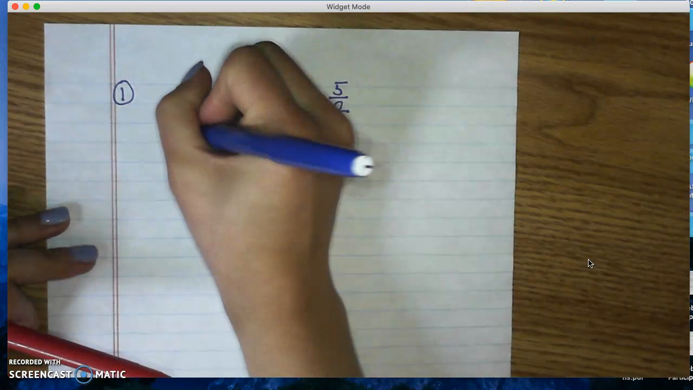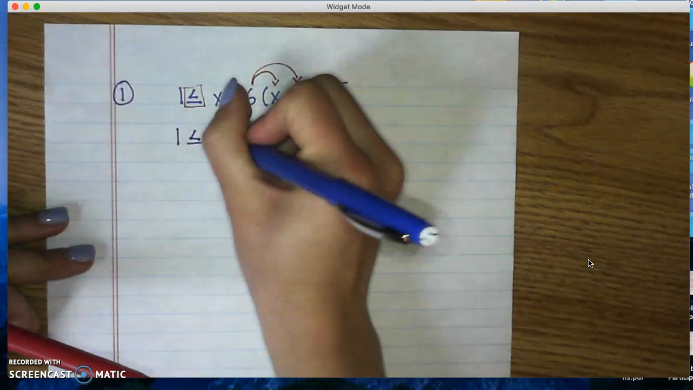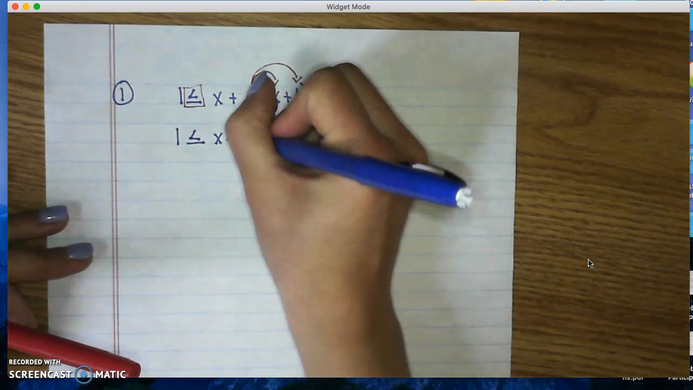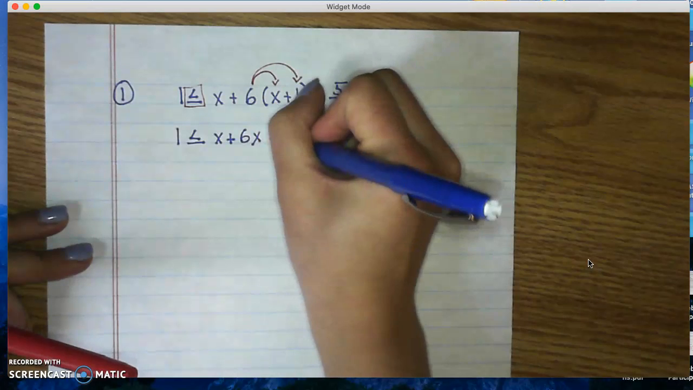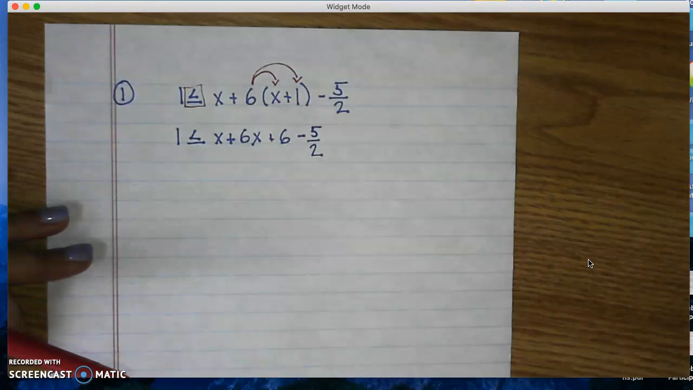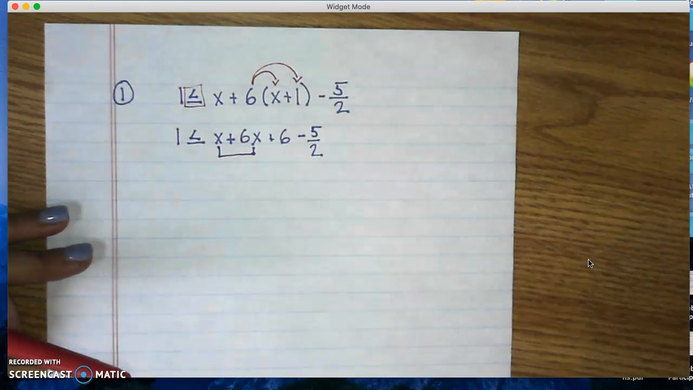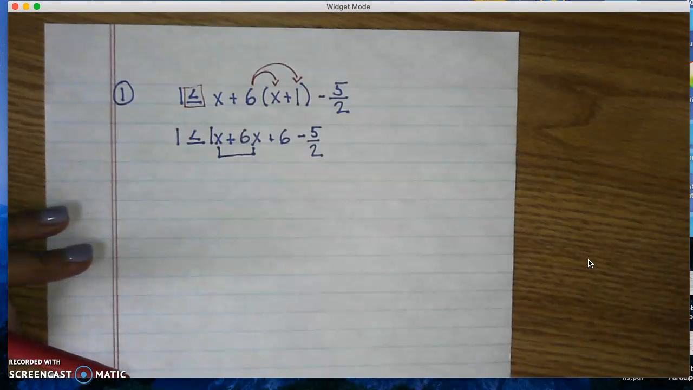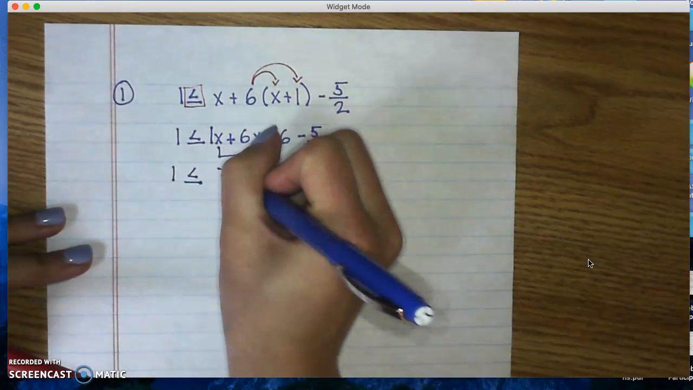So I have 1 is less than or equal to x plus, what's 6 times x? 6x. 6 times 1, 6, minus 5 over 2. All right, now I'm going to combine like terms. I have x plus 6x. Remember, it's like there's a 1 here. So that's 1 is less than or equal to 7x.